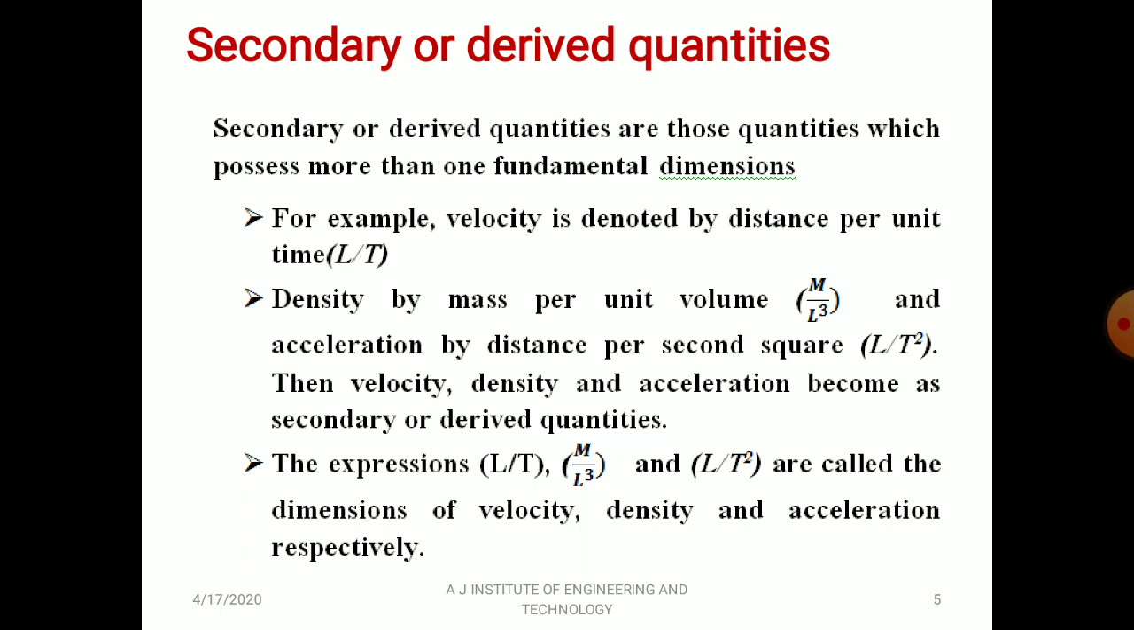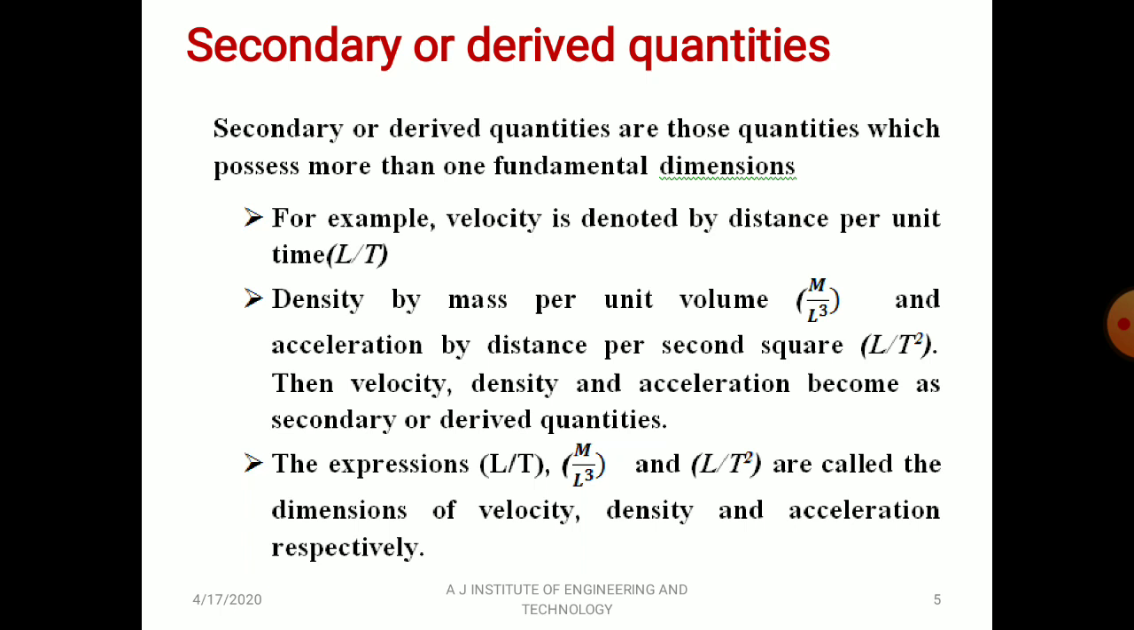Then density. Density is equal to mass by volume. For mass, kg is the SI unit and for volume it is meter cube. Kg per meter cube is the unit for density. So in terms of dimensions it becomes M into L to the power minus 3, where we replace kg by capital letter M and meter cube by L cube.